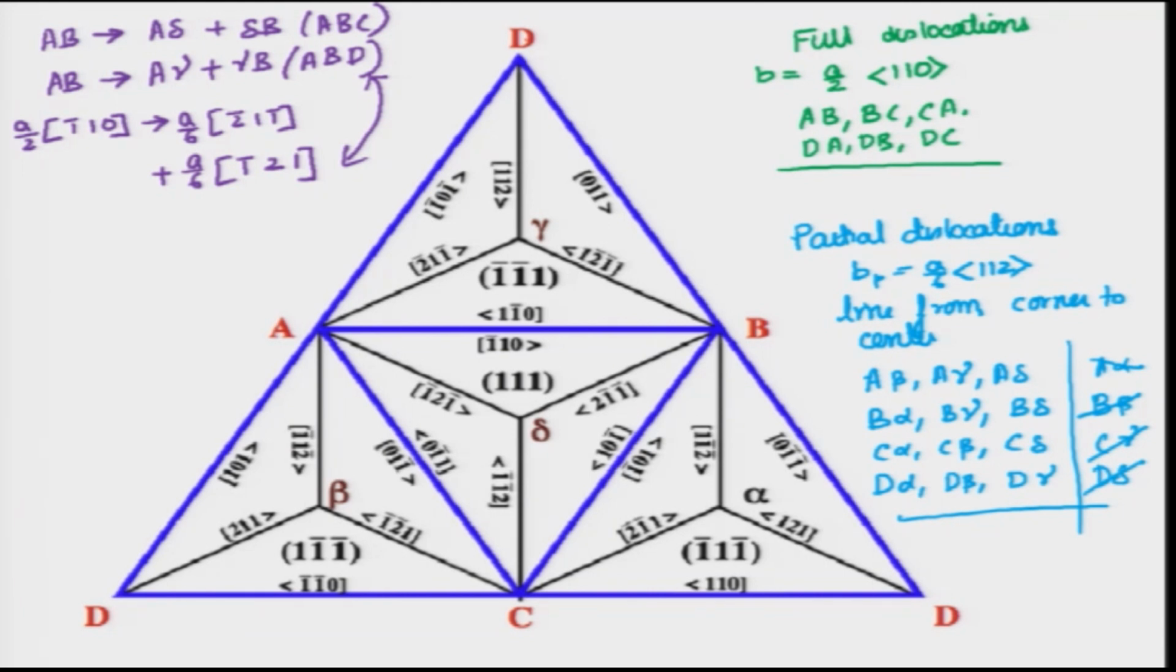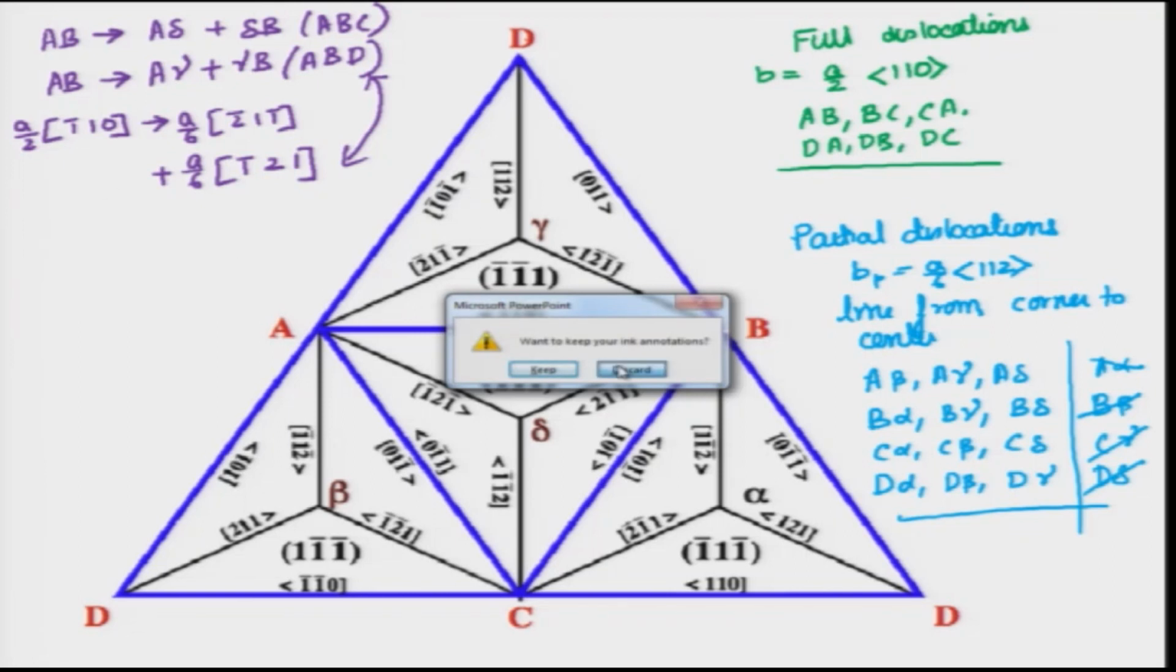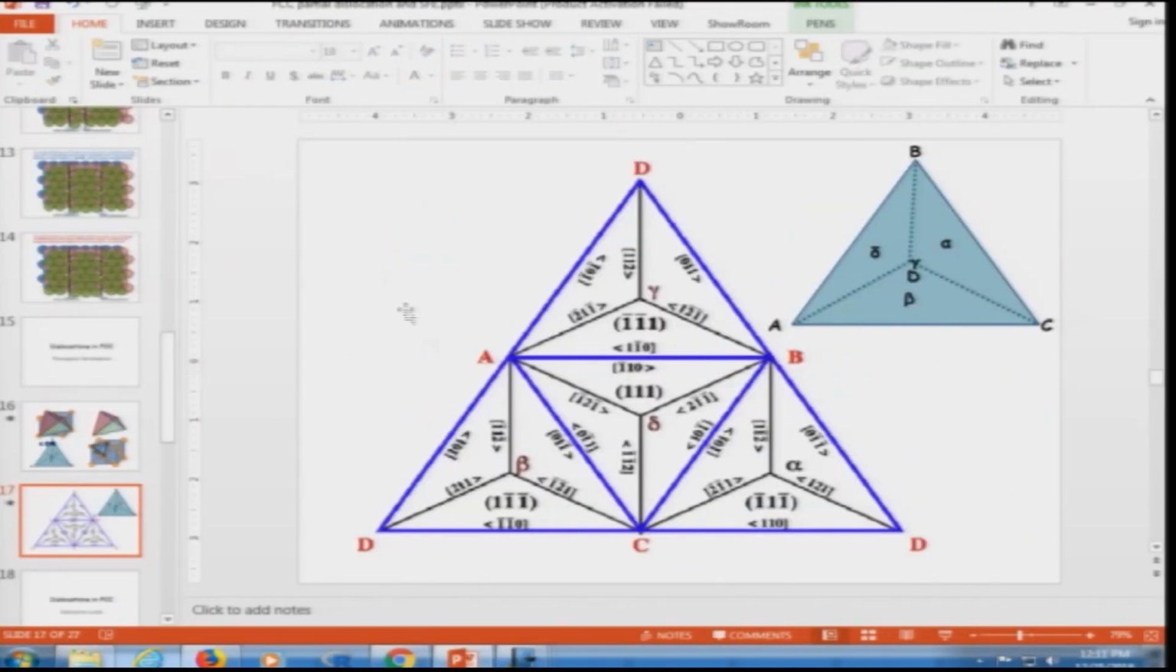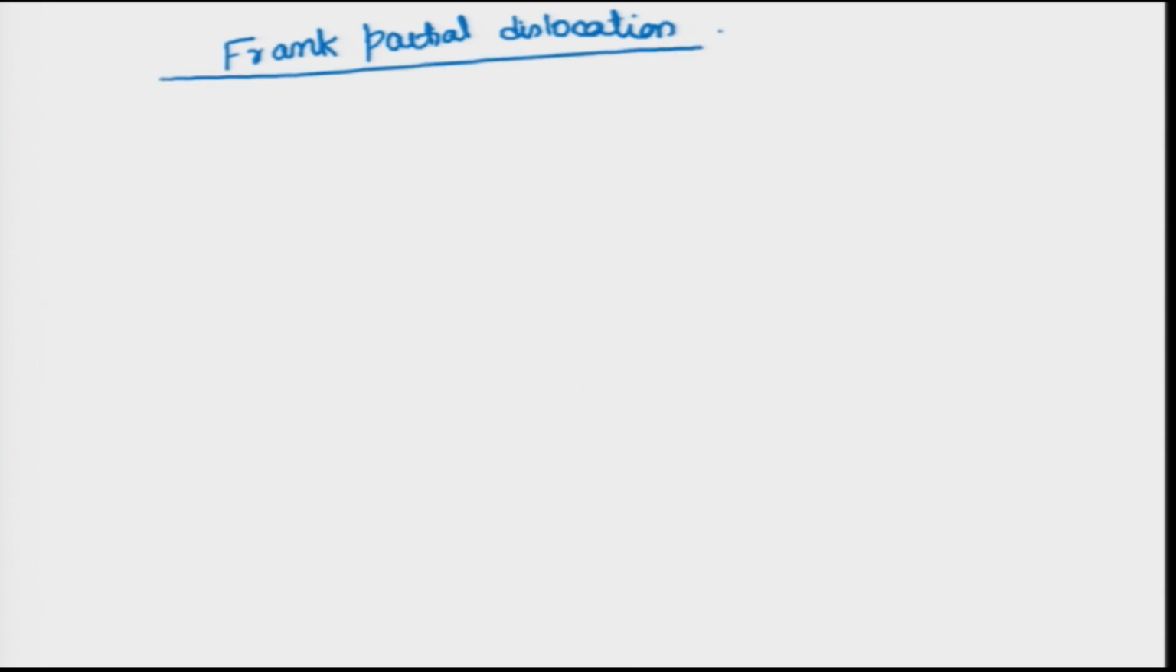Now, that we are talking about the partial dislocations, let me also add another type of partial dislocation, which is called Frank partial dislocation. Now, this is also a particular, only the H type of dislocation. And how are their Burgers vectors?